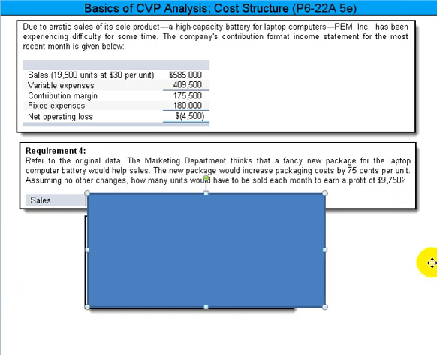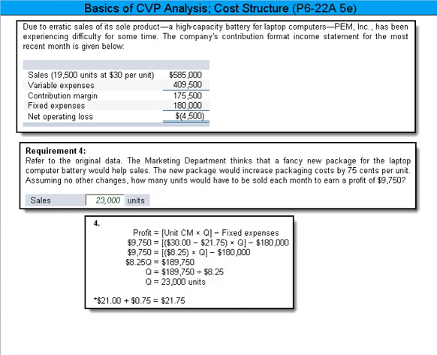Okay, so let me slide this out of the way. We'll show you how we calculate that. Again, profit is equal to unit contribution times the quantity less fixed expenses. So, if we want a profit of 9,750 and we had $30 less variable cost of $21.75, we've got to take that, multiply it times quantity, subtract the fixed cost of 180,000. And so what we wind up with is 8.25 Q equals 189,750. Solving for Q, we come up with 23,000 units.